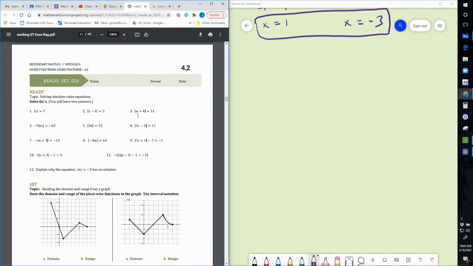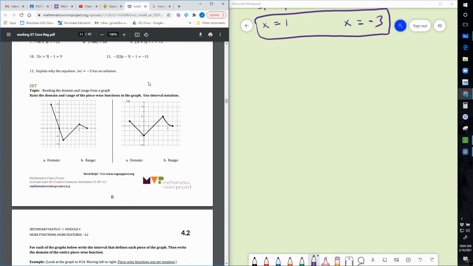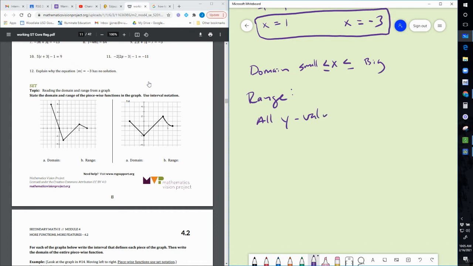All right, going on to the goods. The set portion always follows the task we've been working on. It says state the domain and the range of the piecewise function in the graph. Okay, and then it says use interval notation. The good thing is domain, remember, is all possible x values. Okay, so your domain is going to have your numbers like this probably, small, big, and your range is all y values, all y values. So your range is going to look like this, right? And you're going to have small, big.